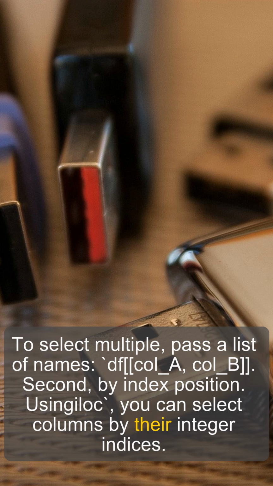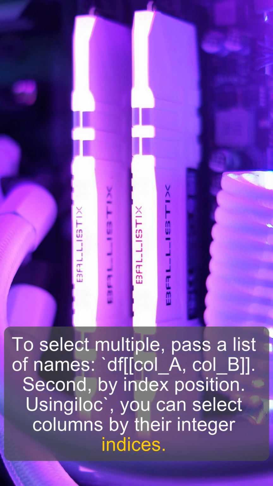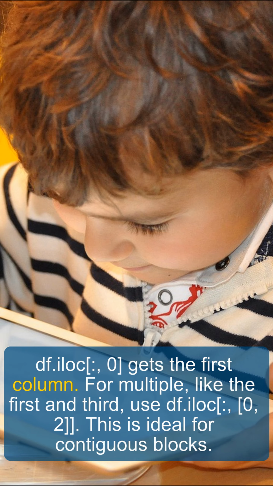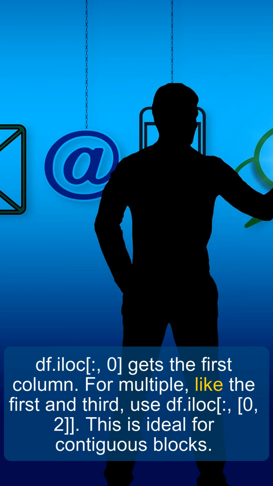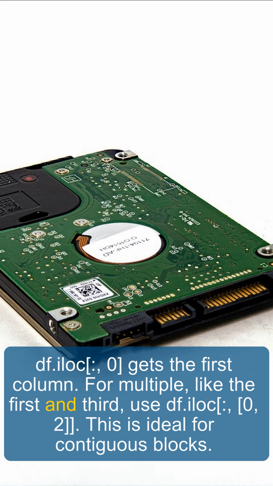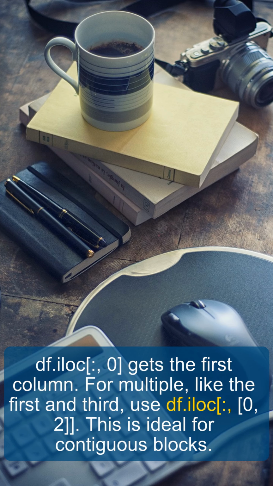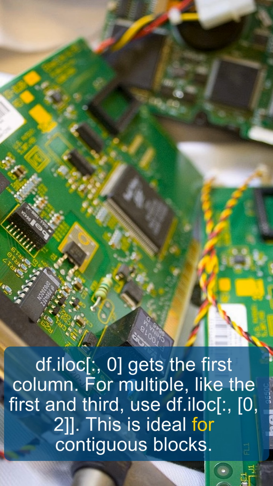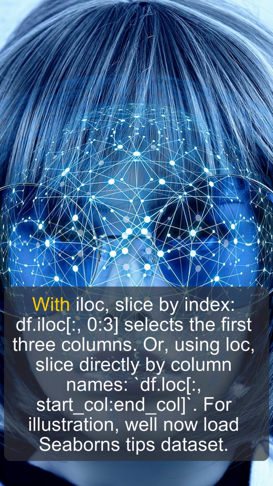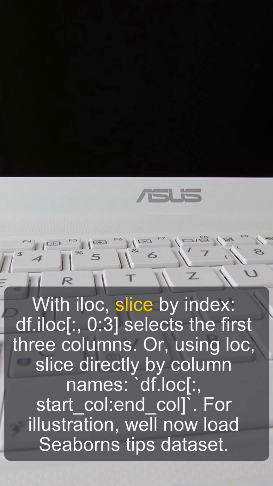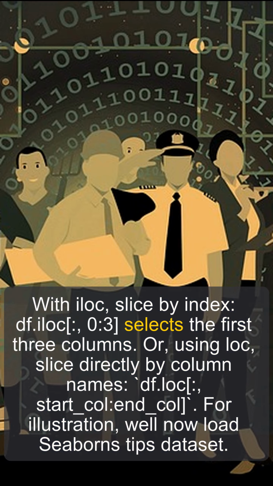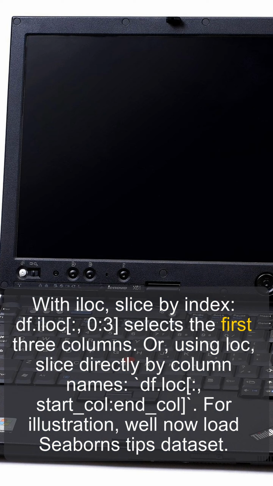Second, by index position, use iloc. You can select columns by their integer indices. df.iloc[:, 0] gets the first column. For multiple, like the first and third, use df.iloc[:, [0, 2]]. This is ideal for contiguous blocks. With iloc, slice by index: df.iloc[:, 0:3] selects the first three columns.